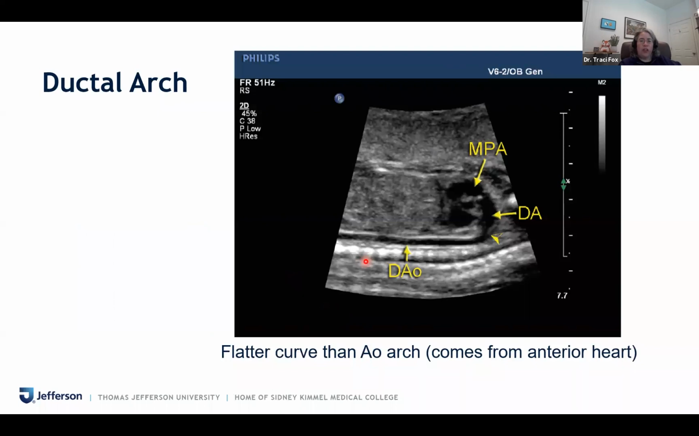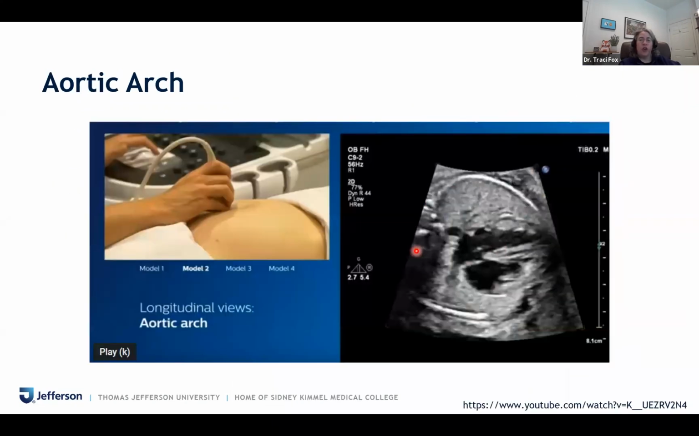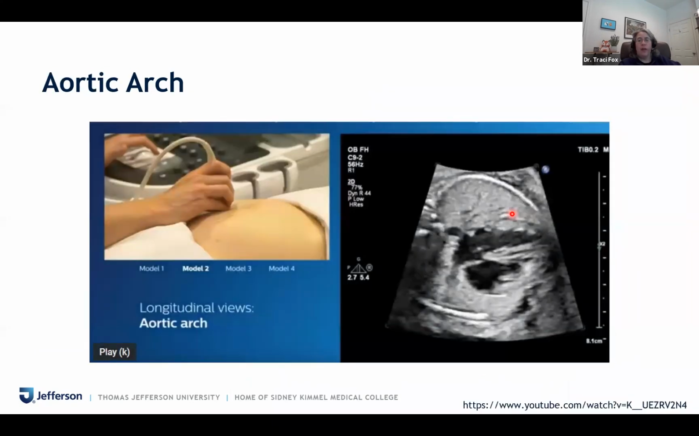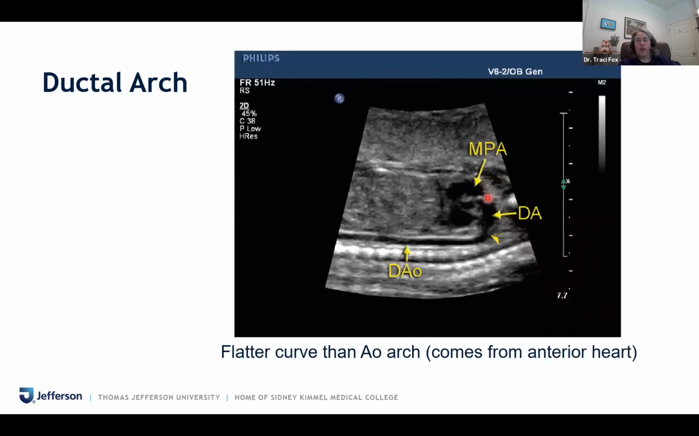The ductal arch, by comparison, originates from the anterior heart because it originates off of the main pulmonary artery and then goes straight back. So it has a much flatter curve compared to the aortic arch. Let me just go back one. Let's look again at this curve. This is a very sharp curve. Notice the right pulmonary artery crossing underneath it right here. The ductus arteriosus goes straight back because it's coming out of the anterior heart. Notice there's no cranial vessels, and it goes right into the descending aorta.